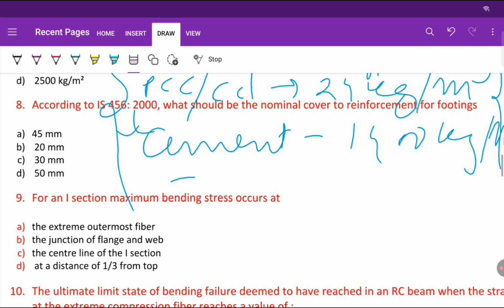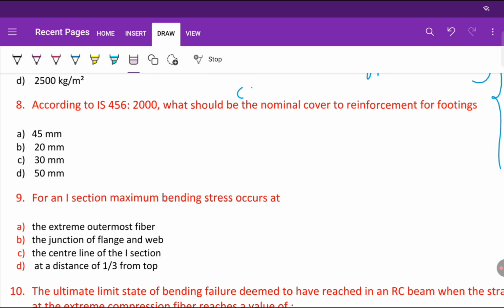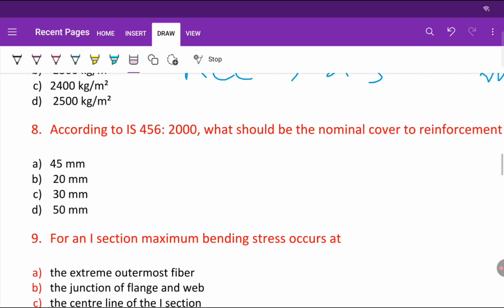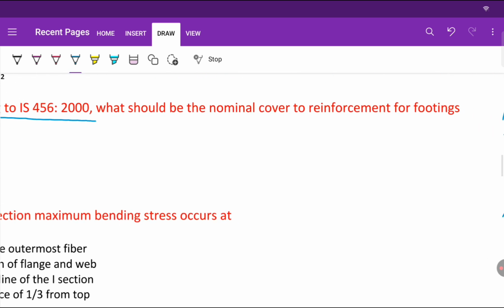Okay, these things are important. Remember this data. So now the next question is, according to IS 456-2000, what should be the nominal cover to reinforcement for footings?